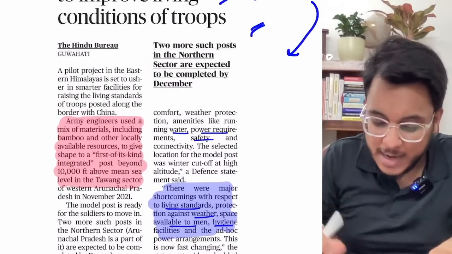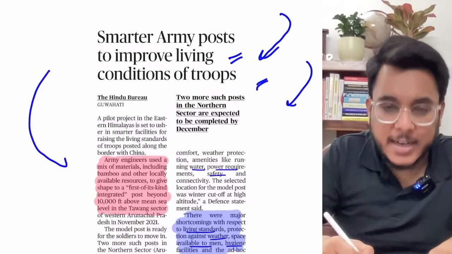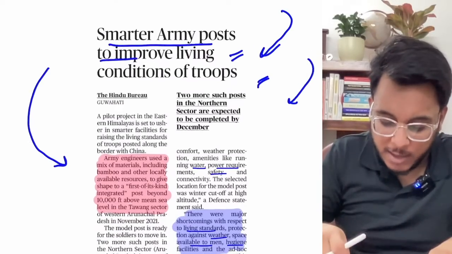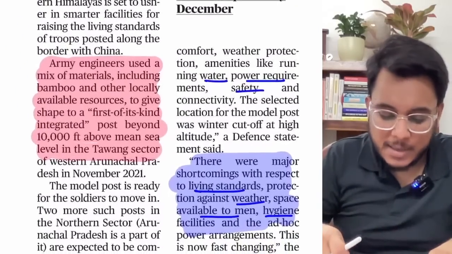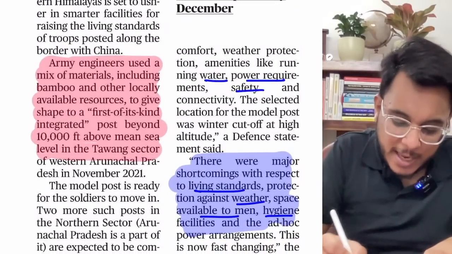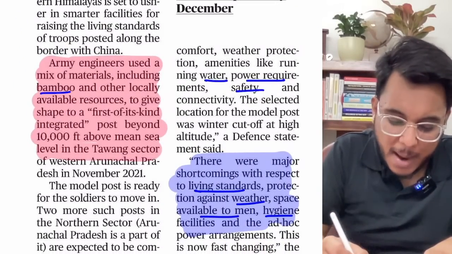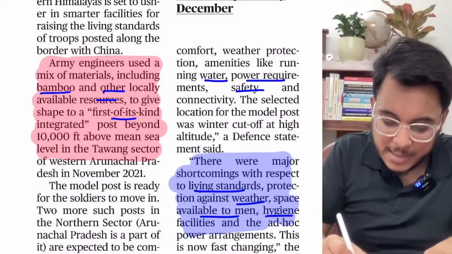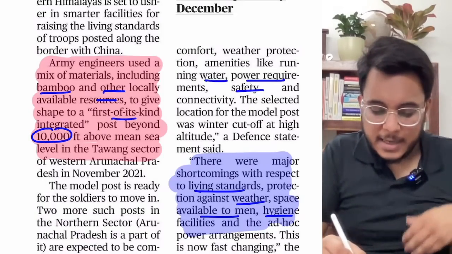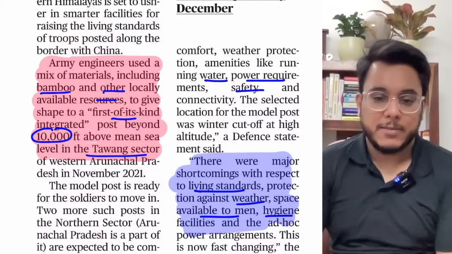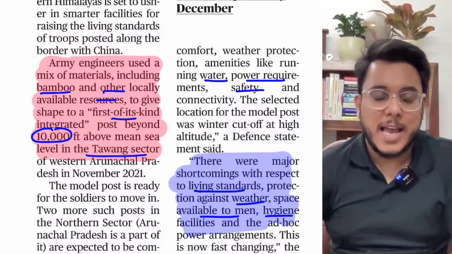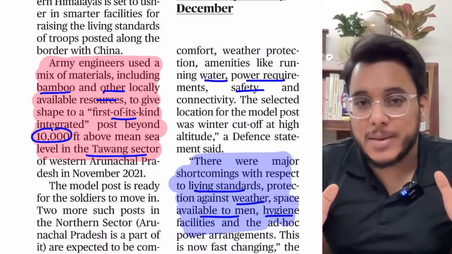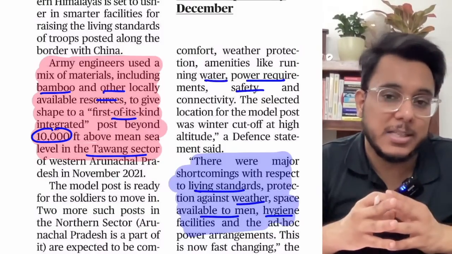So in order to enhance the living condition of the troops, now smarter army posts are being developed. Basically recently, the army engineers have used locally available materials such as bamboo and all such things, and they have developed a first of its kind integrated post in the Tawang sector. Now these posts have very good amenities such as hygiene amenities, electricity, and all such amenities have been provided.